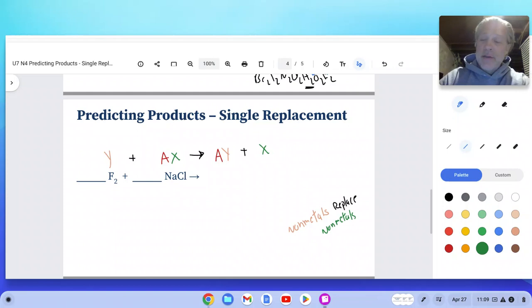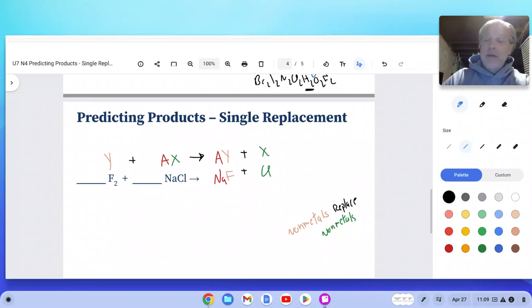So when I set this solution up, I'm going to have Na, and I'm going to have F, and then I'm going to have Cl by itself. And so the next thing we have to do is check our charges and crisscross them down. So Na is a +1, F is a -1. When I crisscross the charges down, I get Na1F1.